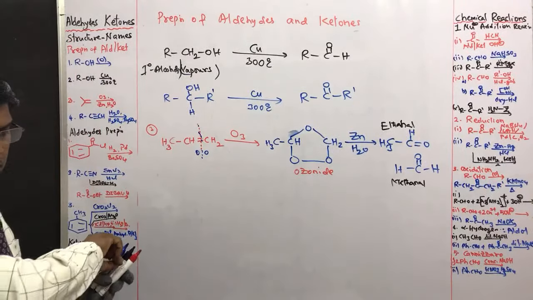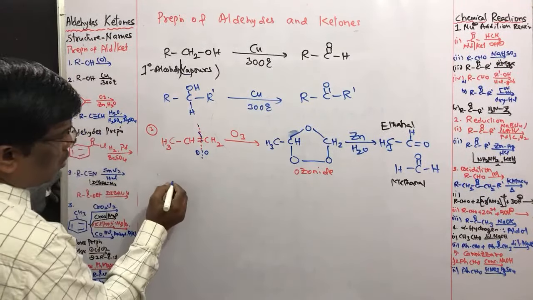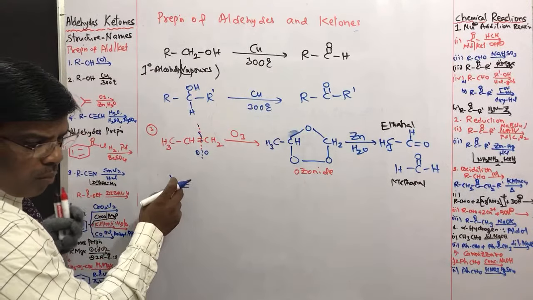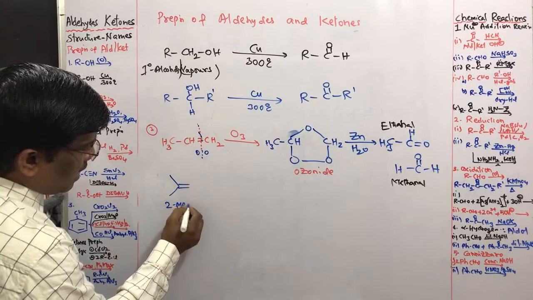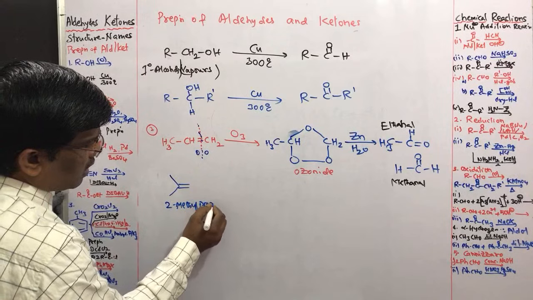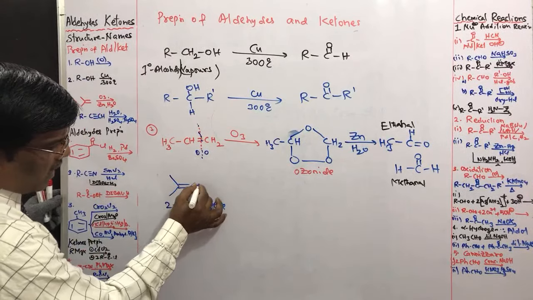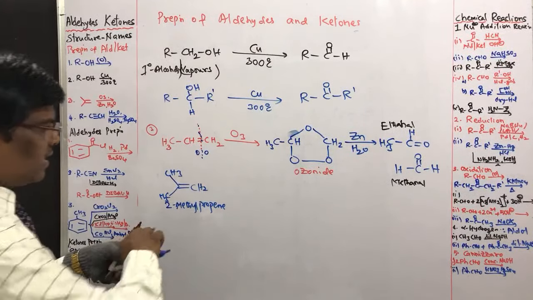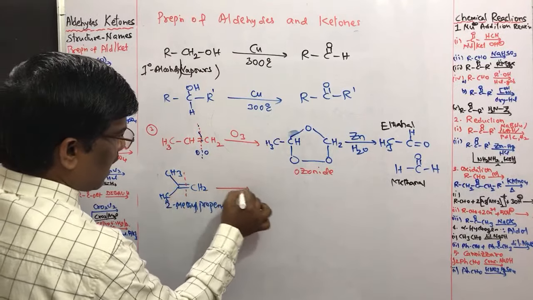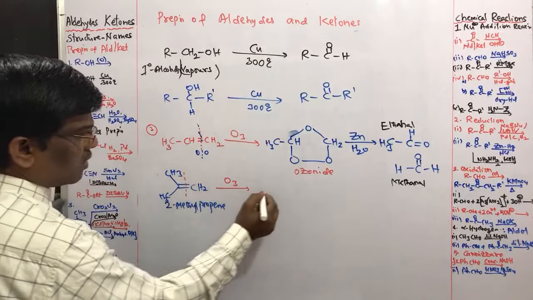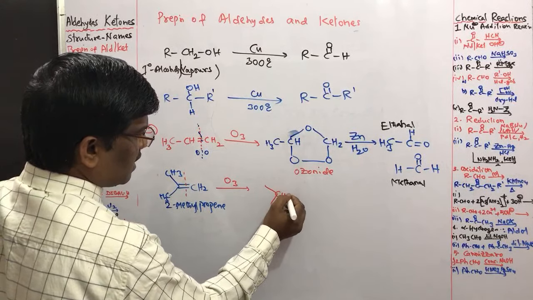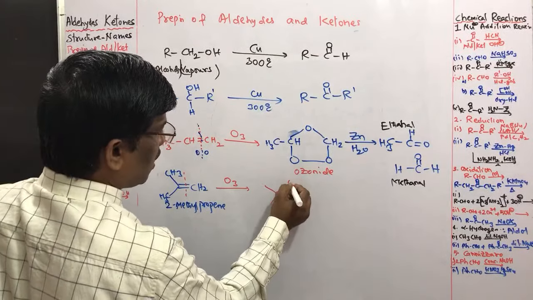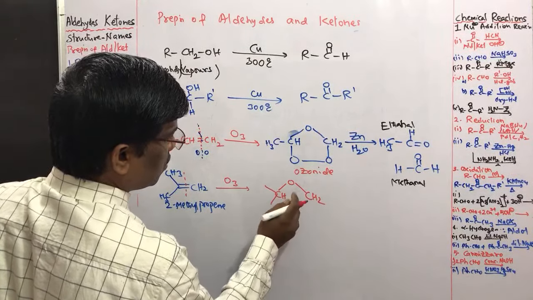Next, when I take 2-methyl propene, so how to write? I can write CH2 here, CH3. Yes, if you want you can write. And simply break here. And when you add ozone, you can write the structure like this: CH3, C, O, and CH2, O.